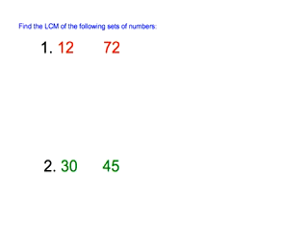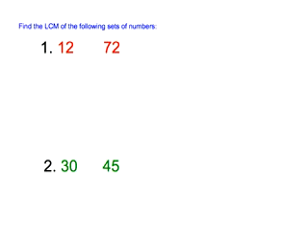Earlier we found the GCF of a set of numbers. I'm going to show you how easy it is, if you saw the GCF video, to transition into finding the LCM of a set of numbers. So we're going to find the LCM of the following sets of numbers. So we have 12 and 72.